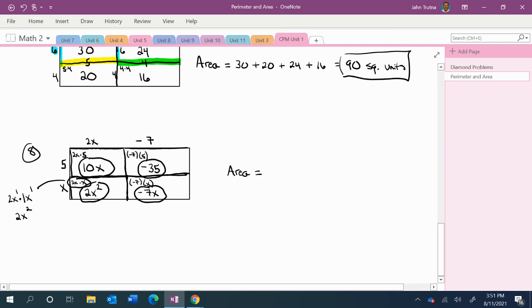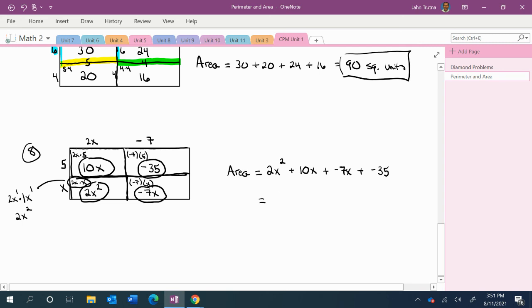Okay, and when I add them together, I'm going to write it like this. I'm going to take the 2x squared. I'm going to add it with the 10x, which is the bottom left and top left rectangle. I'm going to add that with negative 7x. I'm going to add that with negative 35. Okay, and now I have to simplify this.